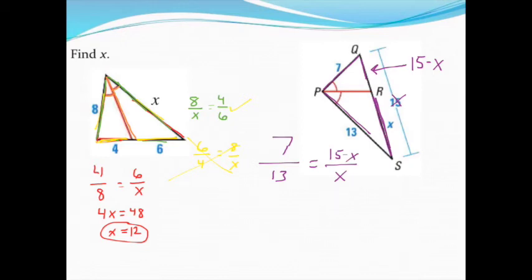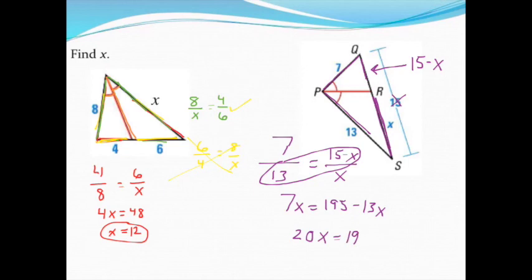So once I have this set up, again, there's many other proportions we could write, but I'm going to choose to use this one. Let's go ahead and solve this by cross-multiplying. So I get 7x is equal to, and when you cross-multiply this way, just be sure you distribute. 13 times 15 is 195, and then minus 13x. I'm going to add 13x to both sides, so 20x is equal to 195, and if I finish by dividing both sides by 20, I come up with the value of 9.75.